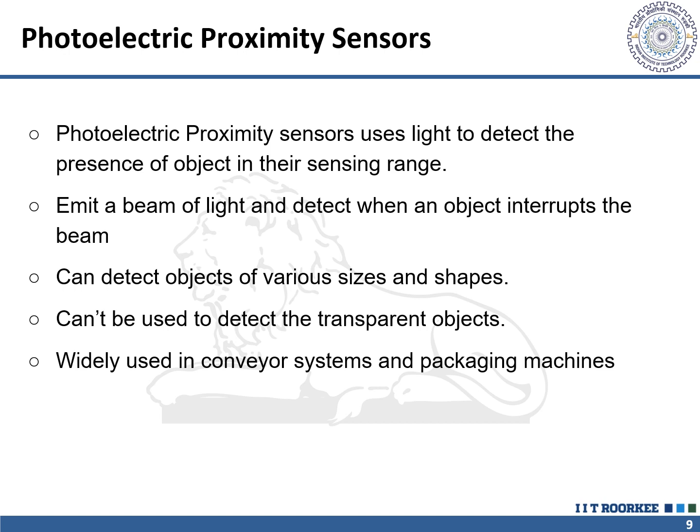It can detect objects of various shapes and sizes. One of the limitations of the photoelectric proximity sensors is that it can't be used to detect transparent objects, as the light will not be reflected and will just pass through the object. So they have a wide range of applications in conveyor systems and packaging machines.